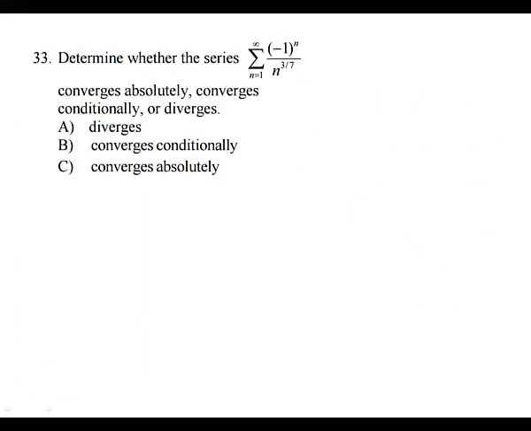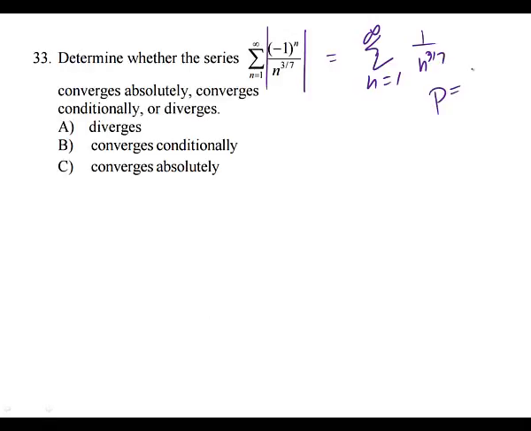Alright. Okay. So we've got to talk about absolutely and conditionally convergent on this one. So what's the first thing I do? We do the absolute value of it. So we really are looking at the sum as n equals 1 to infinity of 1 over n to the 3/7. So it's a p-series.